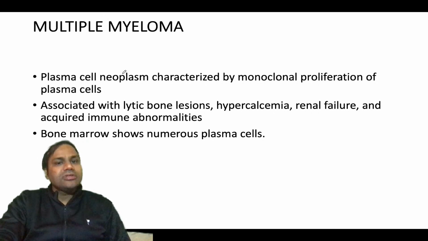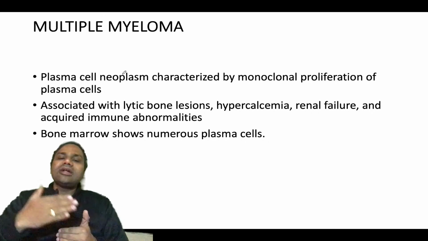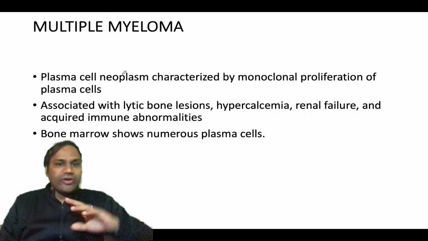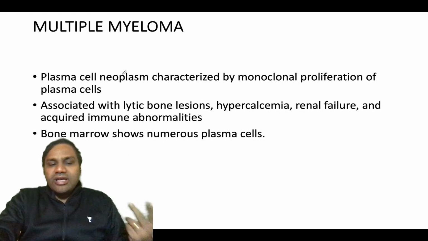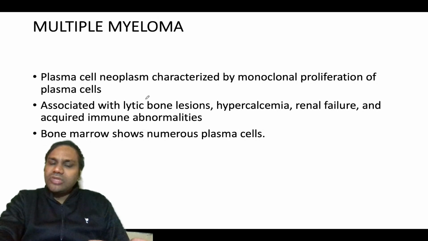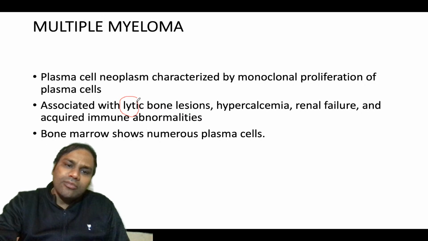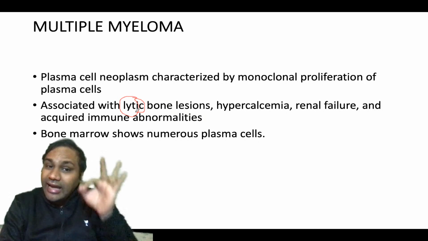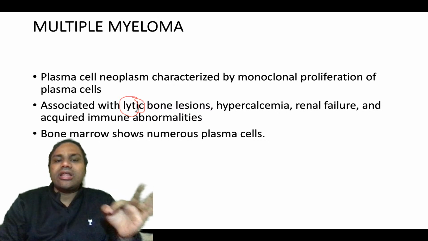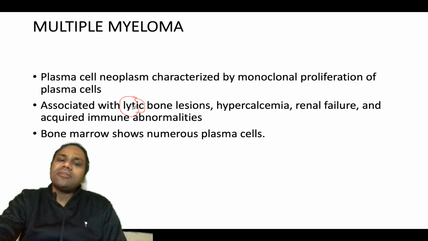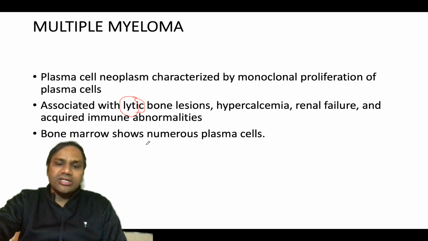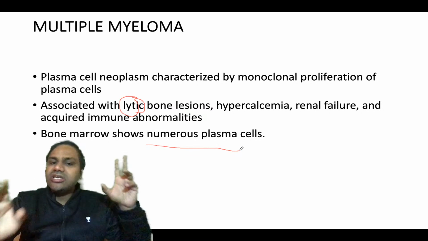Plasma cell neoplasm, we have already talked about, is a monoclonal proliferation of plasma cells. We talked about this yesterday in the basic class which we did before this. Now they are associated with lytic bone lesions. This is very important: the bone lesions will be lytic, not osteoporotic, not sclerotic, lytic lesions. And then there will be hypercalcemia, renal failure and acquired immune abnormalities. Multiple myeloma is associated with this. The bone marrow will show numerous plasma cells. These are the basic features which you see in multiple myeloma.